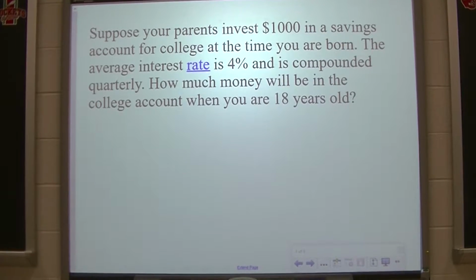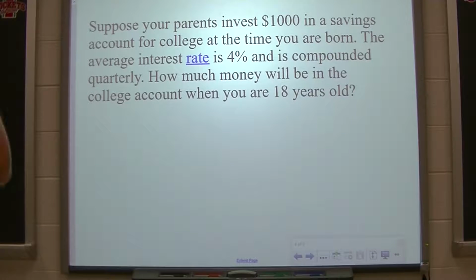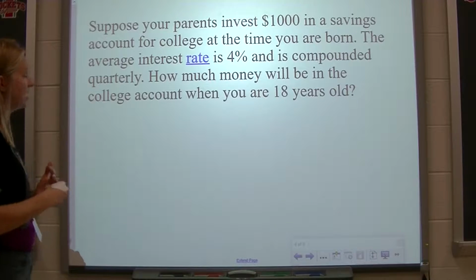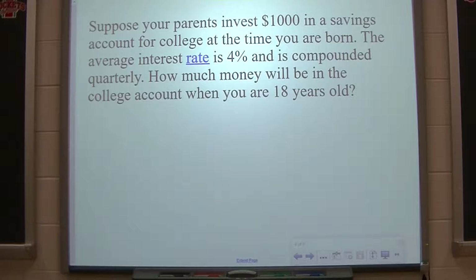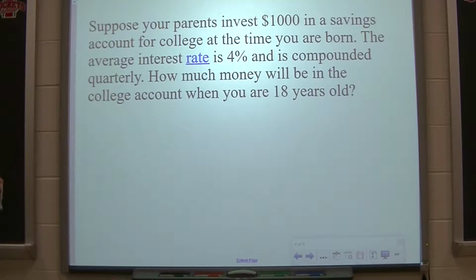All right. Your parents, they're saying, suppose this, so it's a compound interest problem. It says, suppose your parents invest $1,000 in a savings account for college at the time you are born. The average interest rate is 4% and is compounded quarterly. That means every 3 months, so that's going to happen, like they said in the previous page, 4 times a year. How much money will be in the college account when you are 18 years old?